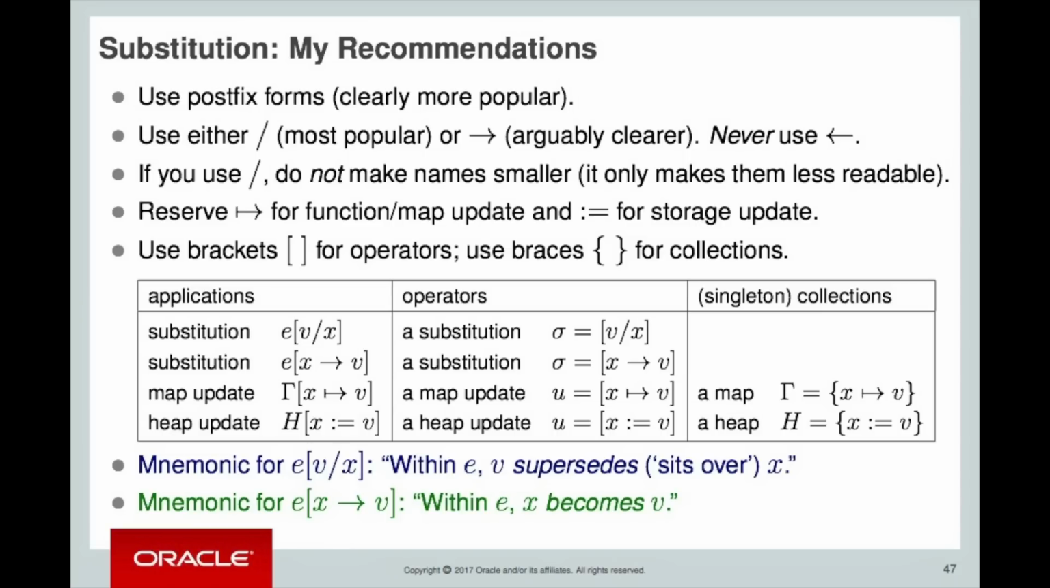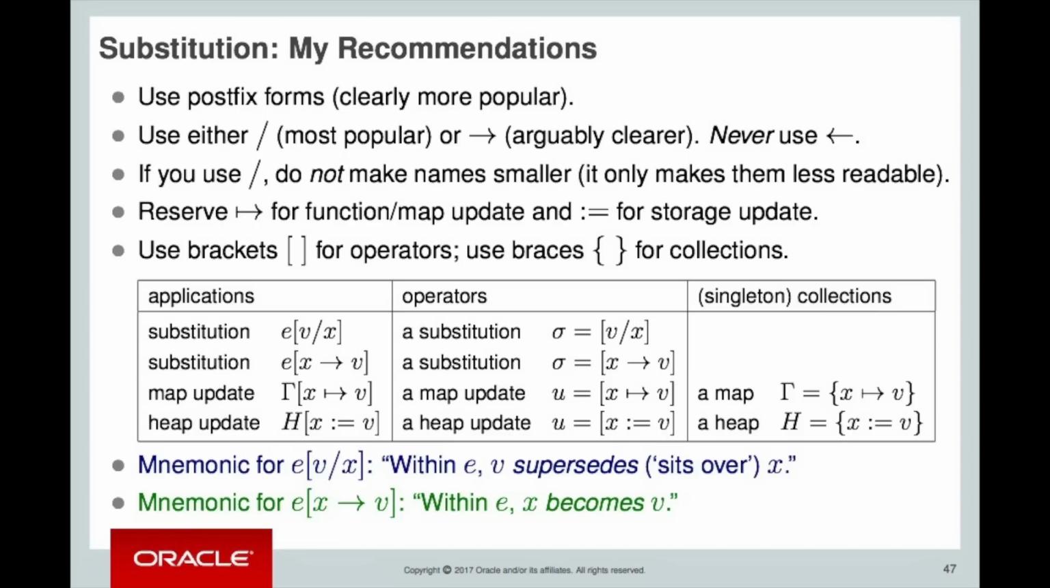If you use slash, do not make the name smaller or superscript or subscript them. That seems to be a fashion, particularly in Europe. But making the names smaller only makes them less readable. We've already got problems with the fonts in papers being too small. So don't make the font smaller. Reserve the maps to arrow for function update. Reserve colon equals for storage update. That's a convention I'm going to adopt in all my papers in the future. I recommend it to you.